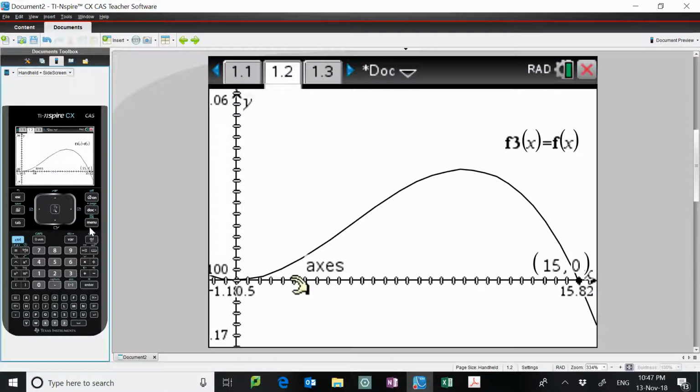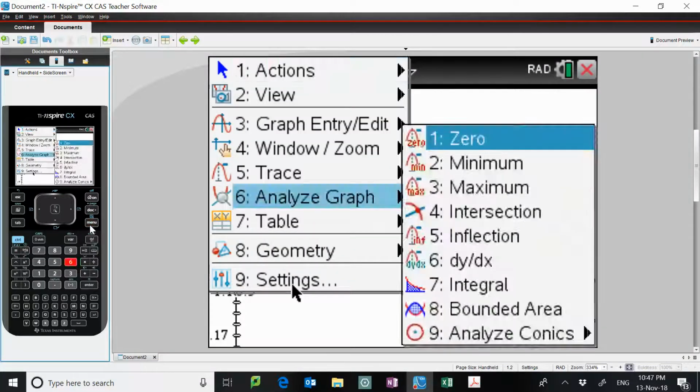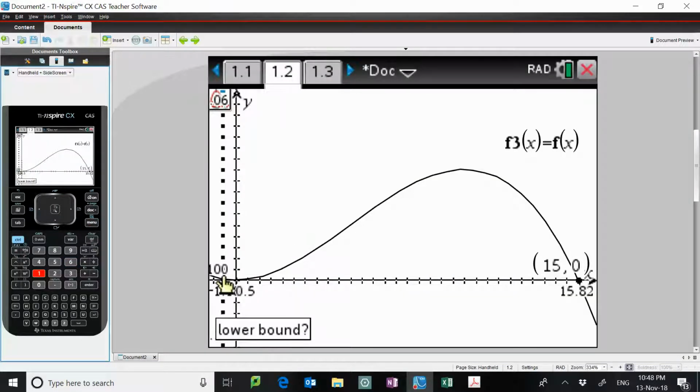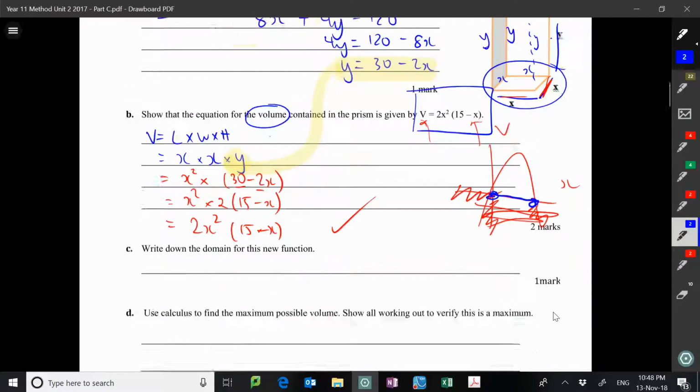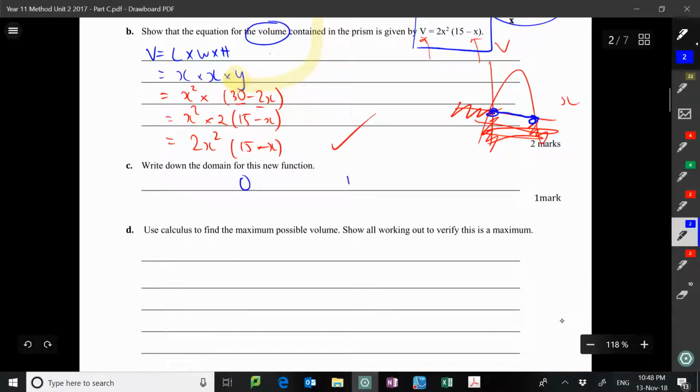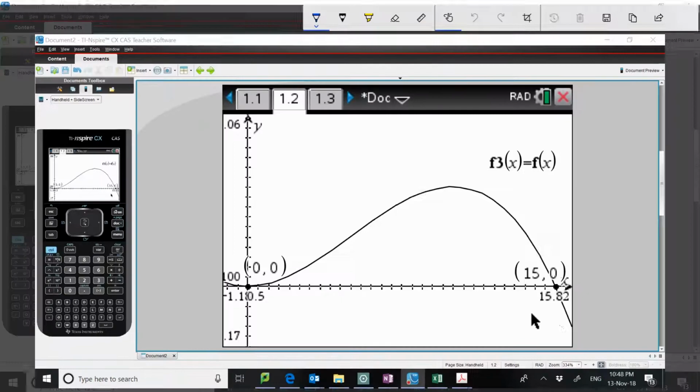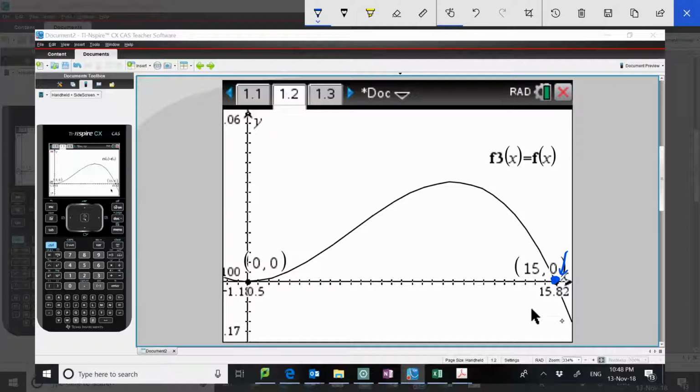Now, if you're unsure if it starts off at 0, again, you can do menu 6, 1, 0 and find out if this is 0, 0, and it is. Okay, so the domain starts from 0, 0 to 15, 0. So the domain is 0 to 15. So when I write my answer, it is 0 to 15, but remember, you can't equal it. Because if it's equal, then the volume at this point is 0. How can you have a box that is 0 volume? That doesn't make sense.